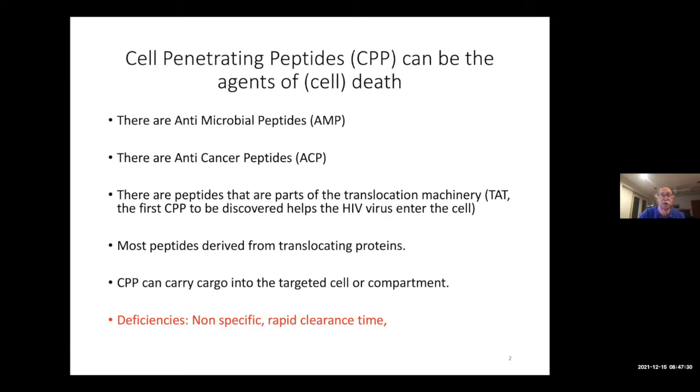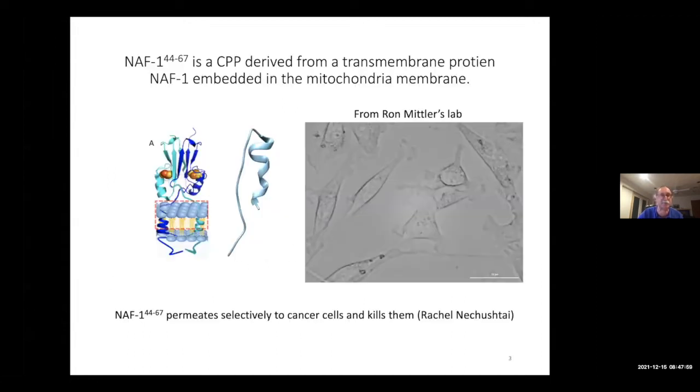And something that we already mentioned is the rapid clearance time. It takes less than an hour for them to be washed out, so they have to act very quickly, or we have to protect them in some way using different mechanisms to make sure they reach their target. Sometimes you put them in another vesicle and target the vesicle to a cancer cell, but this is a whole new field out there, trying to make them live longer and be more specific.